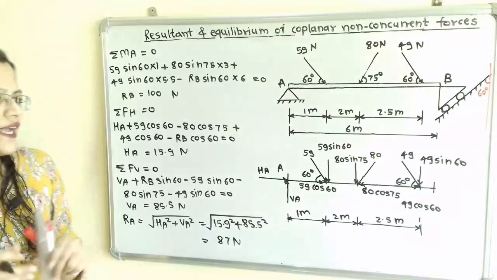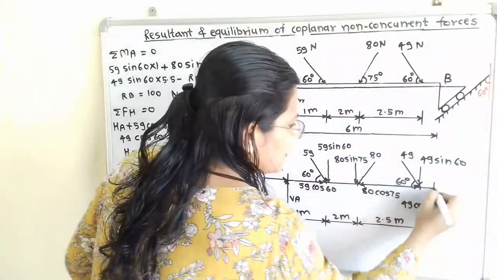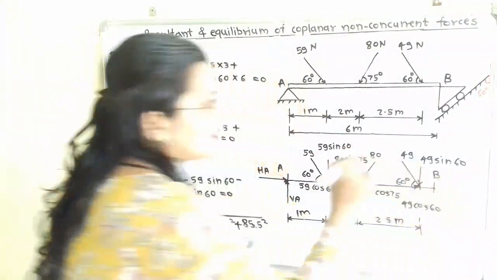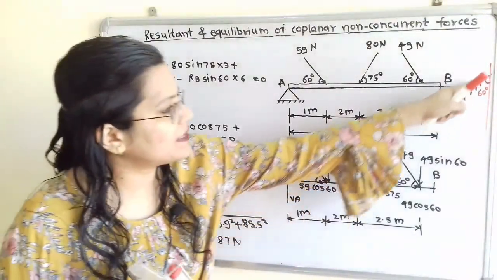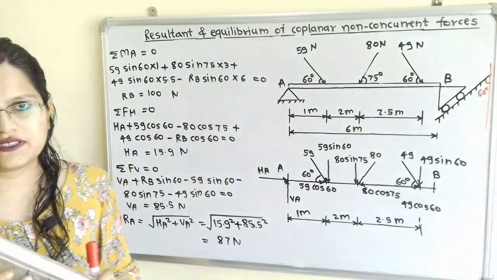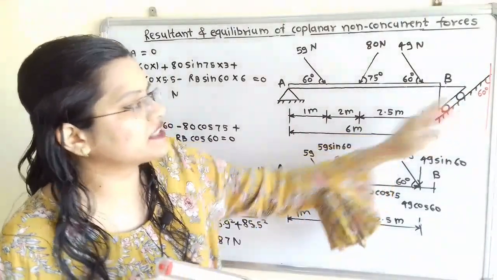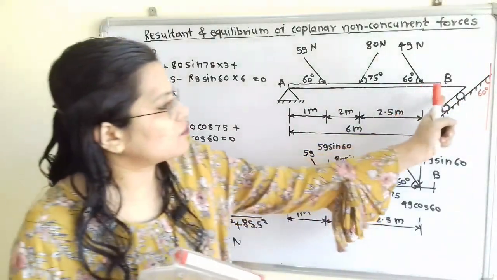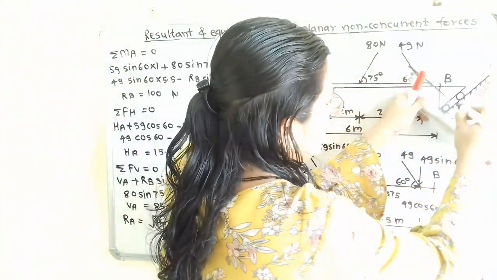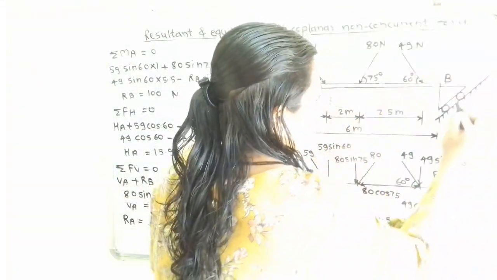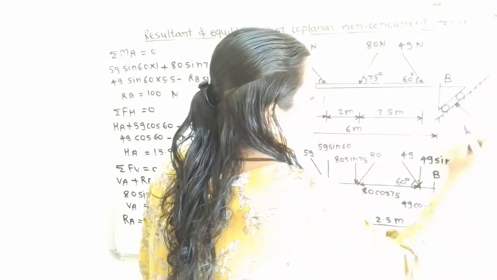Now we will move to the end B. So this is the end B. Now at end B we have to show the reaction which is perpendicular to the inclined surface. So first I will show the reaction at this point because we have to draw the perpendicular. So I will draw here one perpendicular line to the inclined surface. And this reaction at point B is known as RB.